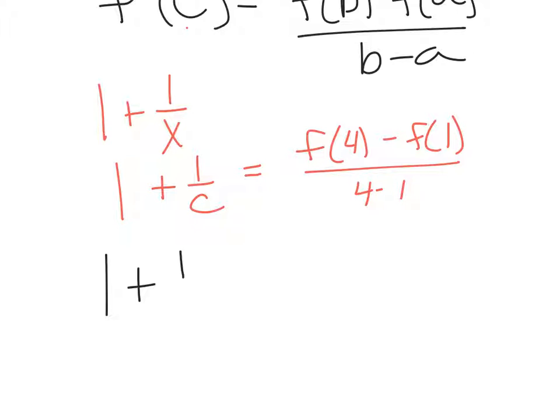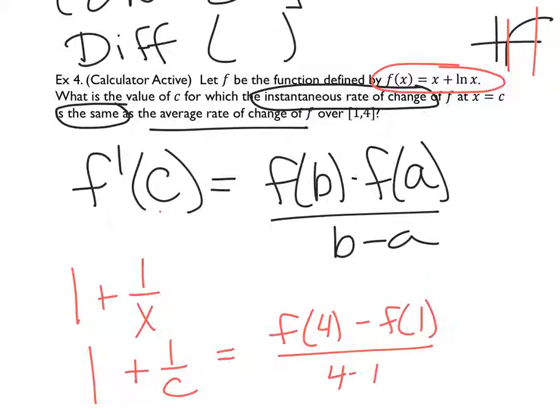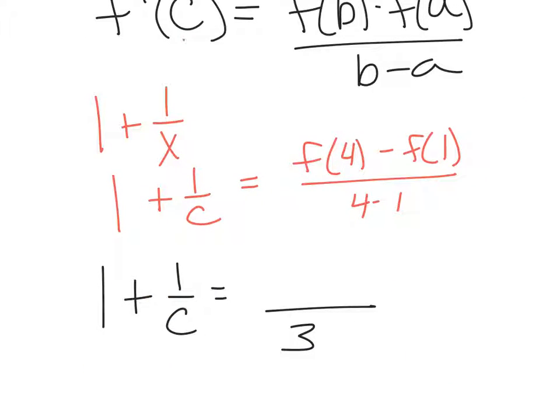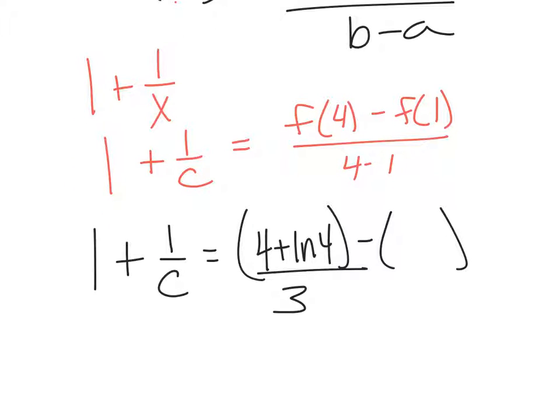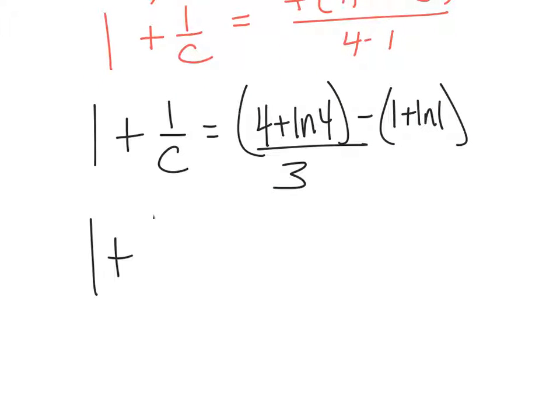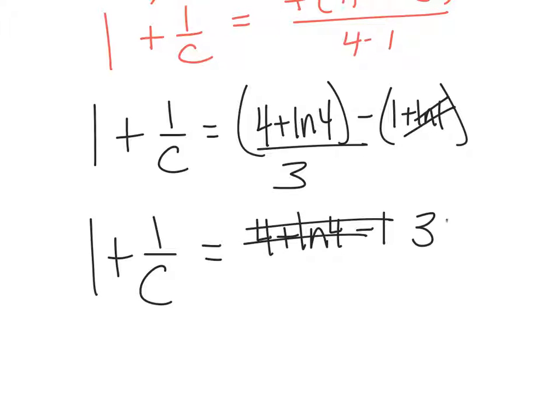I've got 1 plus 1 over c equals, let's see, my denominator's 3. F of 4 would be 4 plus the ln of 4, minus, I have to plug in a 1, so that's going to be 1 plus the ln of 1. And I can clean this up a little bit. That's really 1 plus 1 over c equals 4 plus the ln of 4 minus 1, and the ln of 1 we already know is 0, so I don't have to worry about that. So what is that really? 3 plus the ln of 4 all over 3.